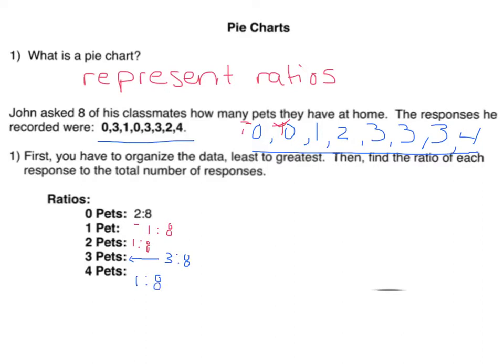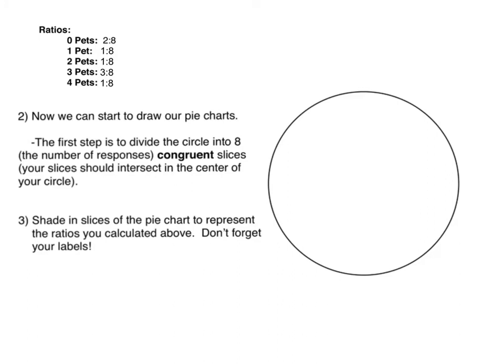To make sure that I have made my ratios correctly, if I add up the first number of each of them, it should add up to 8, which was my total. So I'll have 1 plus 2 plus 1 plus 3 plus 1, which will give me a total of 8, which means my ratios are correct. Now that we have determined our ratios, we can start to draw our pie charts.